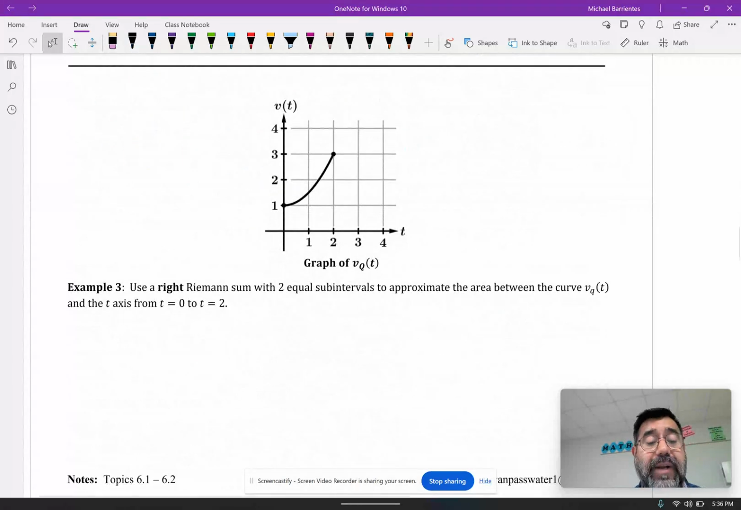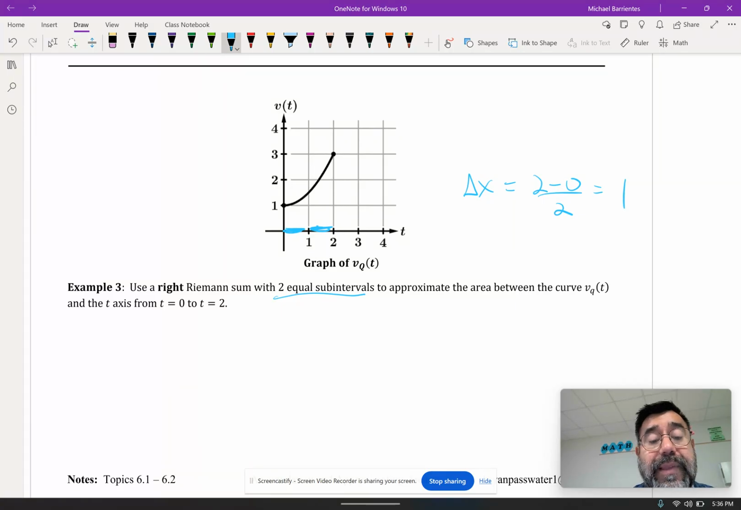All right, so now when I get to example 3, and this will be the last one for this video, what happens if I ask you to do a right Riemann sum? Same idea, we're going to have 2 subintervals, 2 equal subintervals, so my delta x from 0 to 2, I'm going to have here and here. That should be the same as what I got before, right? 2 minus 0 divided by 2 subintervals, that equals to 1.